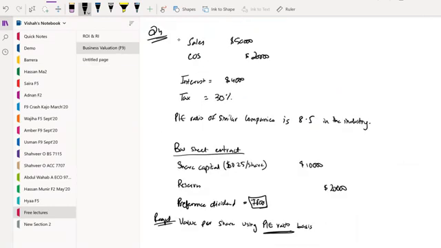And now computing the number of ordinary shares, 10,000 divided by 0.25 gives you 40,000 shares. Okay. Secondly, about the PAT, you can easily compute the PAT by subtracting cost of goods sold from sales, and then subtracting the interest amount and then the tax amount. That would give you profit after tax of 26,000.